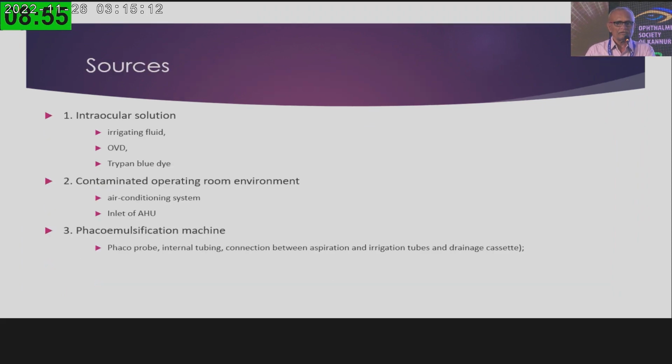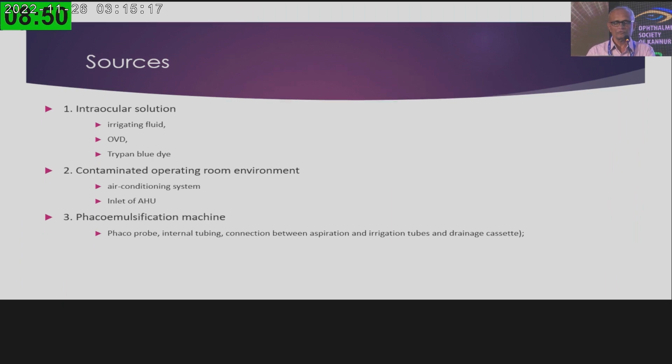The sources of infection from consumables are usually the intraocular solutions. It can be the irrigating fluid, the viscoelastic devices and drugs, and even the trypan blue dye. Another source is a contaminated operating room environment, mainly the ACs and the inlet, the air that is taken to the AHU. If there is construction going on there, or a lot of dust rising outside the AHU, all these can lead to a contaminated OT environment.